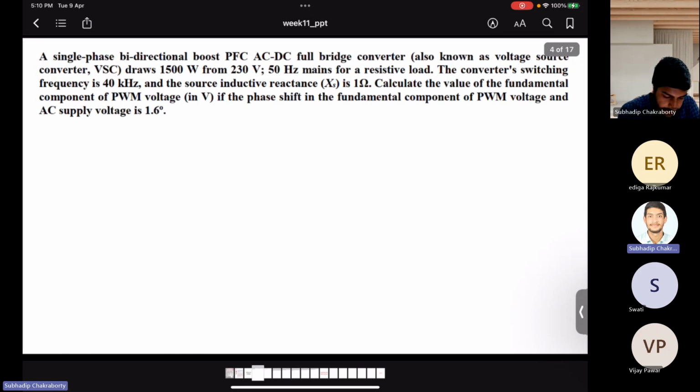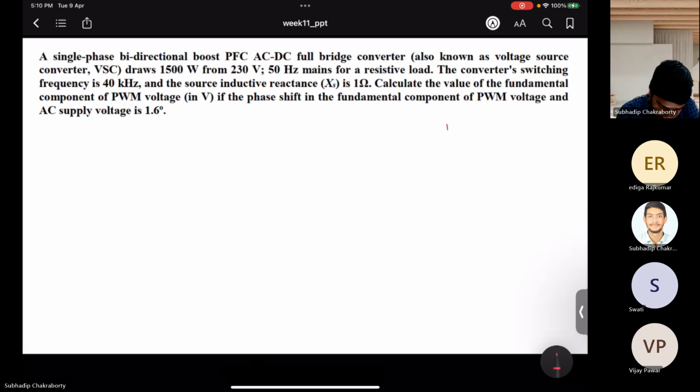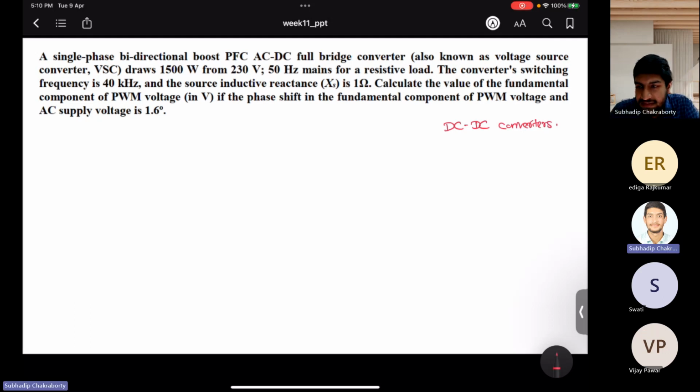So coming to the first problem, we have a single phase bidirectional boost PFC. So anybody knows what PFC means in DC-DC converters? You must have seen it in the lectures also. So you have these DC-DC converters, right? These buck, boost and buck-boost variants. Actually, all the converters are either buck, boost or buck-boost variants. Many converters you must know, but their functionality is to buck or boost, that is step down or step up the DC voltage levels, right?